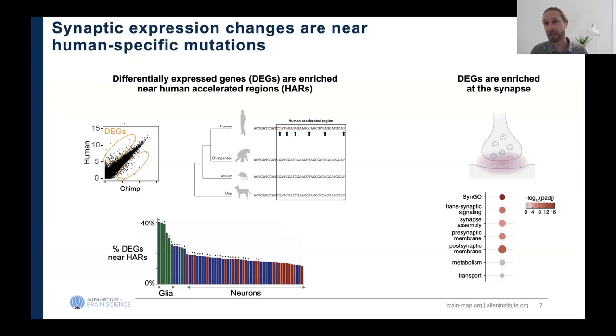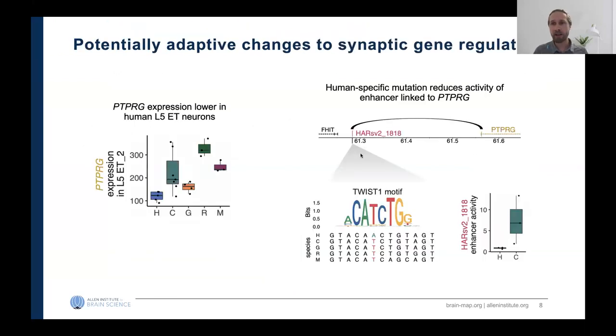And what we find is that there's really significant enrichment of genes that encode proteins that localize to the synapse. And so these are the genes that are really contributing to neuronal wiring and changes of that wiring, or plasticity with experience, for example. Just one example of this is the gene PTPRG, which is lower in humans compared to the other primates. And there's a HAR that sits quite close to the transcription start site for this gene. And there's a single mutation sitting in a transcription factor binding site within this human accelerated region. And previous work has shown that this mutation actually changes the enhancer activity of this HAR enhancer region in a separate neuronal culture.